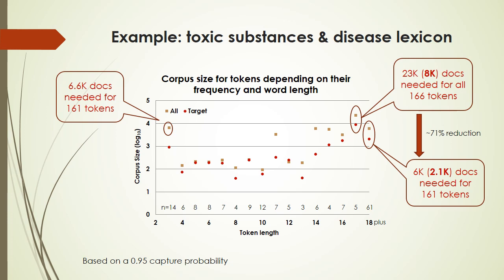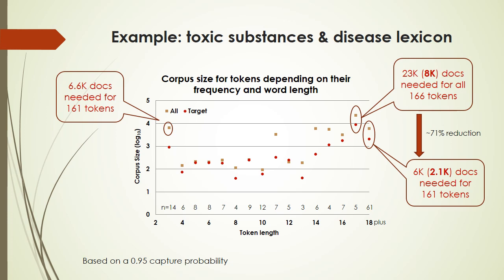Working out the frequencies of occurrence for each token and grouping them by their length, we can estimate using Jockett derivation the average frequency per token length, and with this, the corpus size also per token length. We selected the 0.95 capture probability. The graph summarizes the result using 2 distributions, one based on the whole PubMed corpus in light brown, and one based on the targeted PubMed corpus in red.